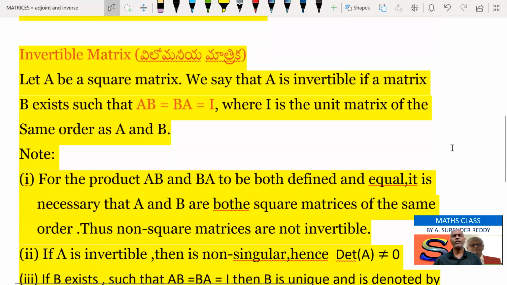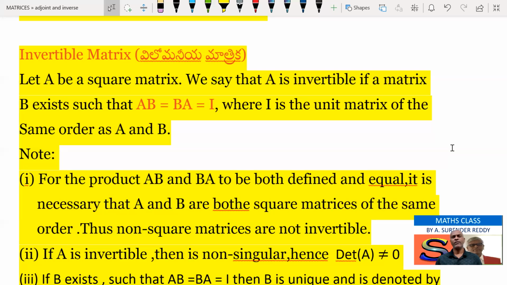Another very important concept in this chapter, invertible matrix, మాత్రిక విలోమనీయత. ఒక మ్యాట్రిక్స్ ఇన్వర్టబుల్, విలోమనీయ మాత్రిక. Let A be a square matrix. We say that A is invertible if a matrix B exists such that AB is equal to BA is equal to I, unit matrix, where I is a unit matrix of the same order as A and B.